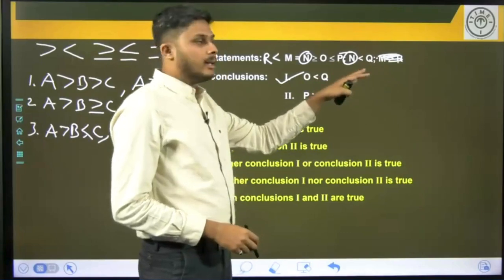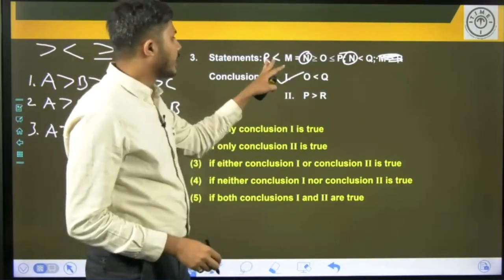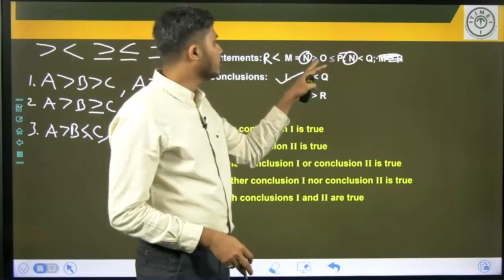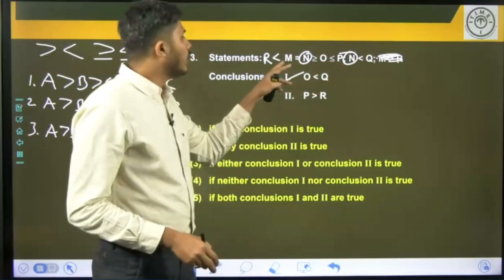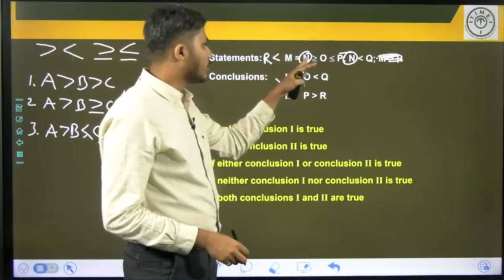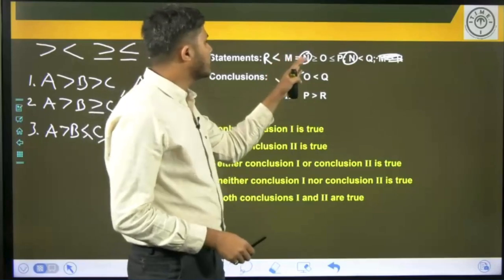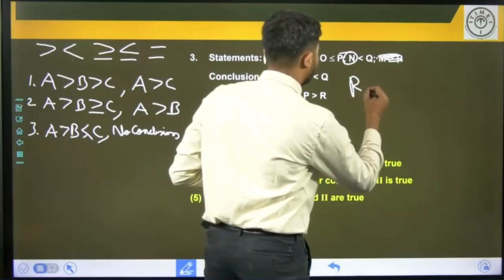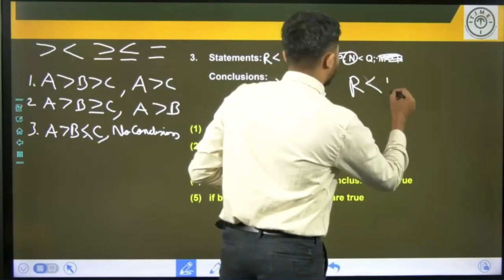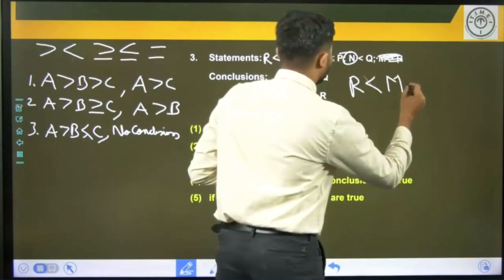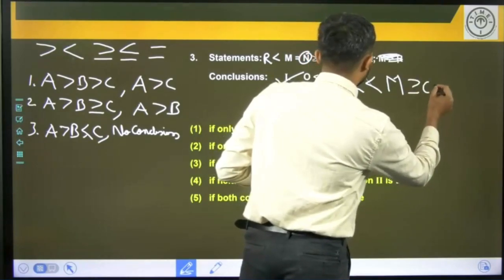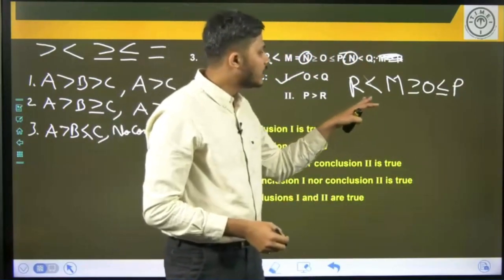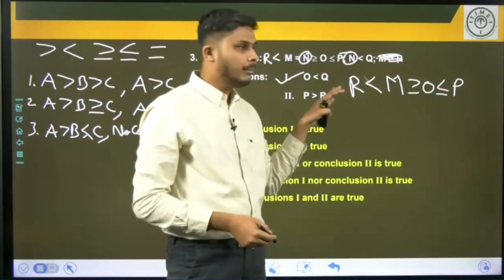Now let's look at the second conclusion, P greater than R. Since we have added R to the first statement, we can directly use only the first statement to solve this question. Let's first find out the relation between R and P. We have M in the middle. Instead of N, we'll replace it with M, so the new statement will be R less than M, M greater than or equal to O, and O less than or equal to P.